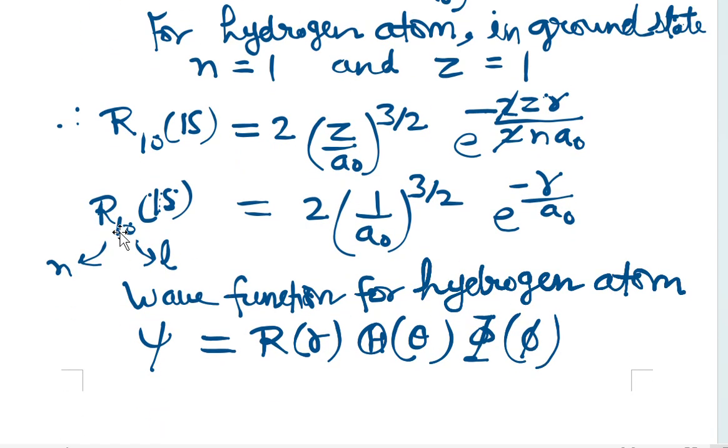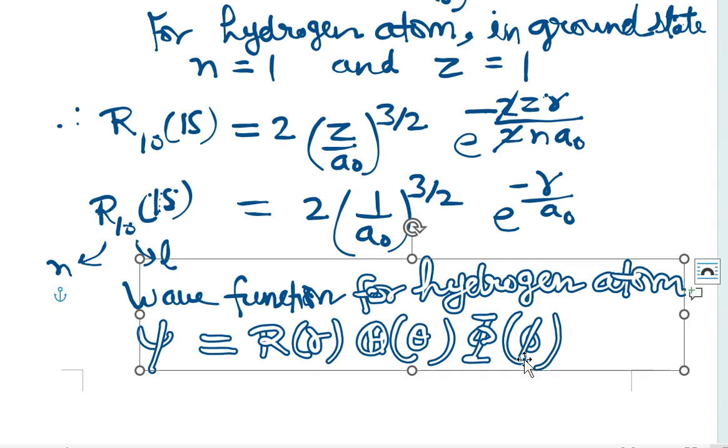Here 1 and 0 are indicating the values of n and l. n is the principal quantum number and l is the azimuthal quantum number. Now the wave function for hydrogen atom. Here we are getting the radial wave function R10, and we have to write the wave function for the hydrogen atom. So psi is equal to R(r) Theta(theta) Phi(phi), because psi is the function of the radial wave function and the angular wave functions theta and phi both.